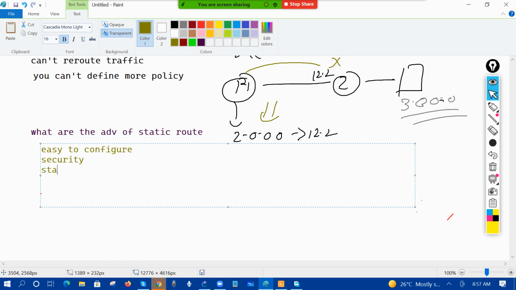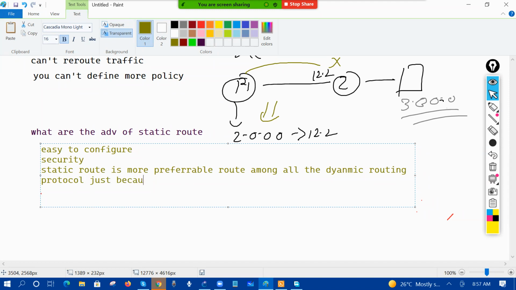And a static route is the more preferable route among all the dynamic routing protocols, just because of AD. This guy has a lower AD value of 1, and that is amazing as compared to any other one. No need to go further.